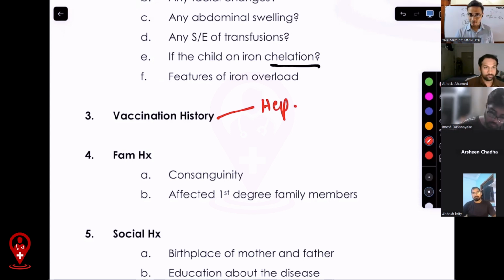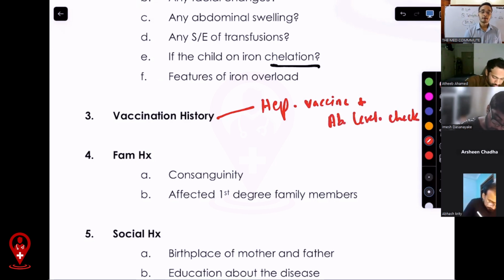And if they have received hepatitis vaccine, what should you do to confirm that the vaccine has worked? You have to check the antibody levels of the hepatitis. So you have to check the antibody levels before starting transfusion as well. So hepatitis vaccine plus the antibody level check. Okay, right. Then coming to the family history.